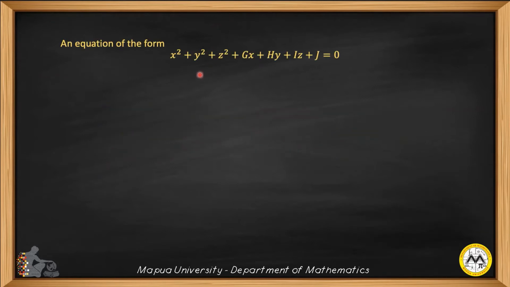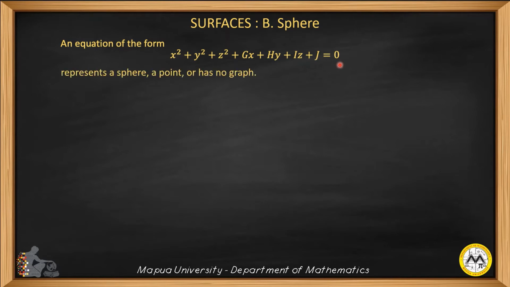The equation x squared plus y squared plus z squared plus gx plus hy plus iz plus j equal to 0 in general would represent a sphere. However, there are occasions where this equation would be giving us a sphere, a point, or no graph at all. So let us investigate when this equation would give us a sphere, a point, or no graph at all.